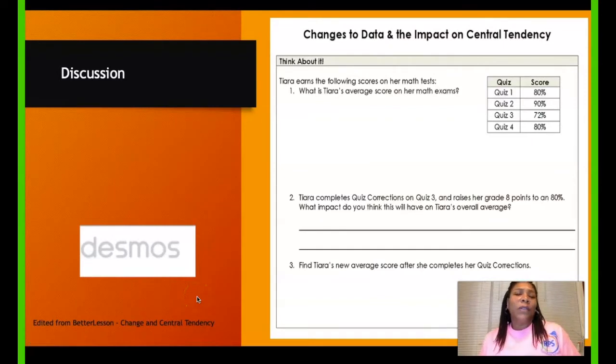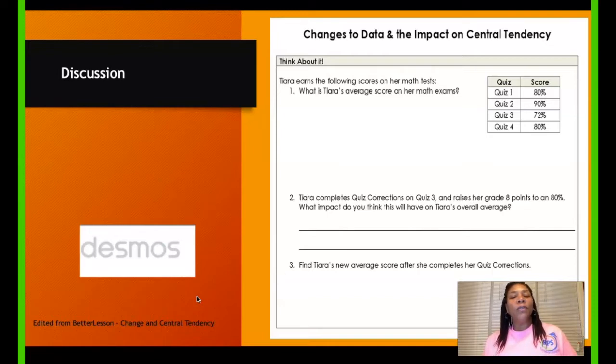So this is what we're going to discuss: changes to data and the impact on central tendency. First, I just want you to think about it, and then we're going to do some calculations. Tiara earns the following scores on her math test. What is Tiara's average score on her math exams? What are we looking for, thinking about our central tendency? The other word for average? You guessed it, mean. Her scores for quiz 1 was 80%, quiz 2 90%, quiz 3 72%, and quiz 4 was 80%.